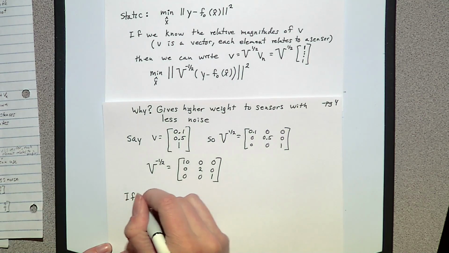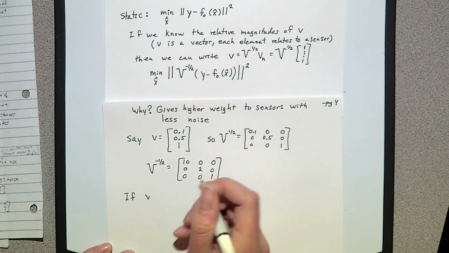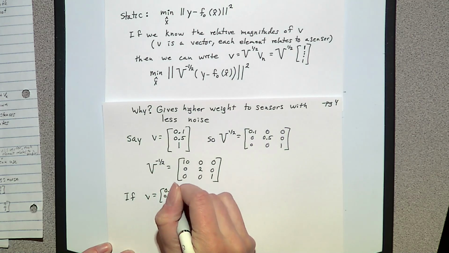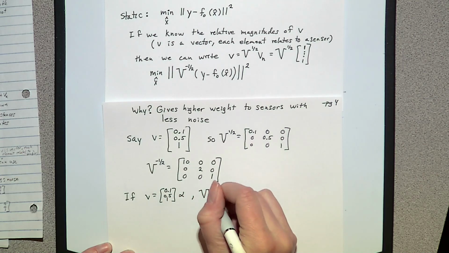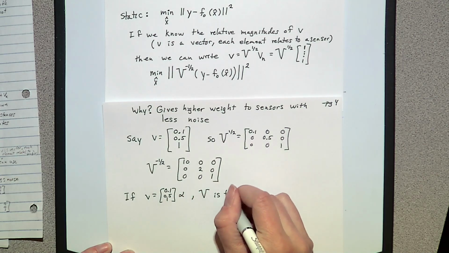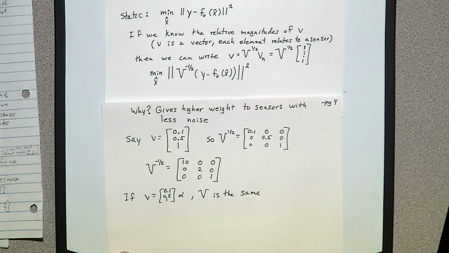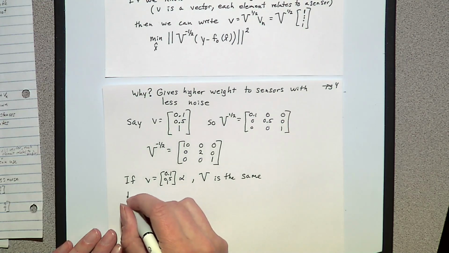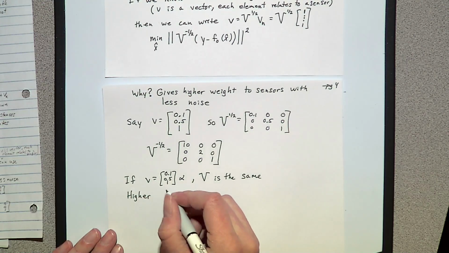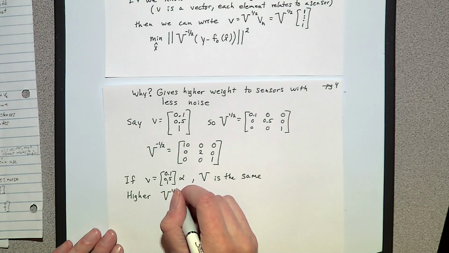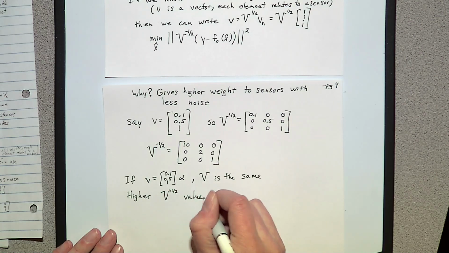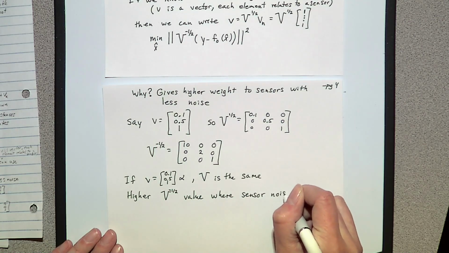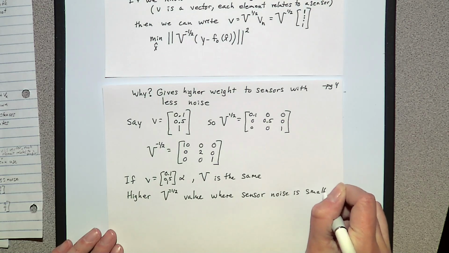And if we were to have something like V is just some kind of scaling of this, our capital V would be the same because we can just kind of factor that out. And so basically what we can see is that higher value is where sensor noise is smaller.